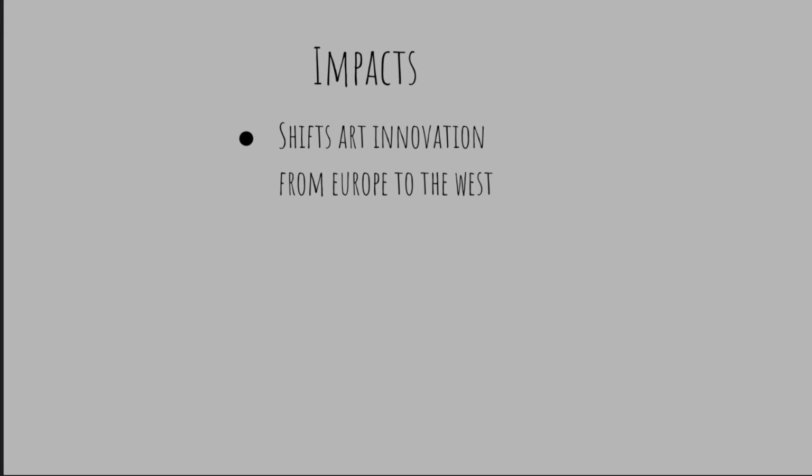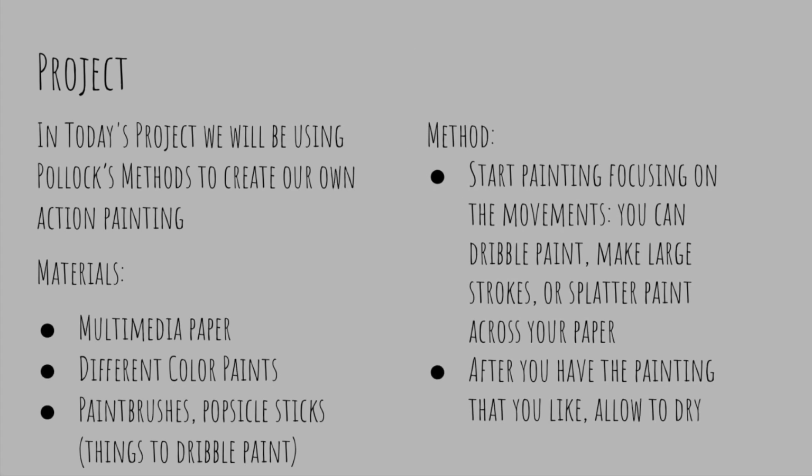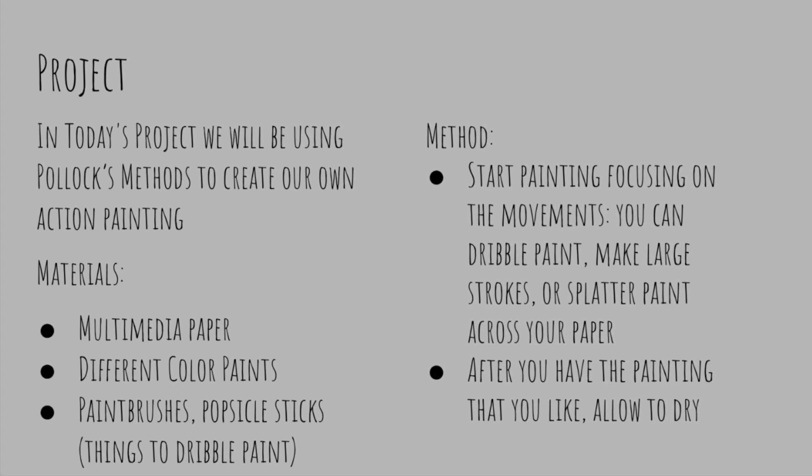Abstract expressionism had a huge impact on the whole art world. This art style became popular in the United States, embraced as a reflection of American democracy, individualism, and cultural achievement. This movement also marked a shift of artistic innovation from Europe to New York in the United States in the post-war decades. In today's project, we will be using Pollock's method to create our own action painting.